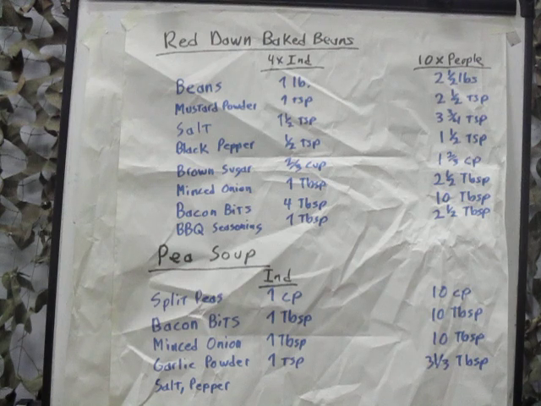3/4 of a bottle of bacon bits per 10 people, 3 bottles of minced onion. Each bottle of minced onion is around 2 ounces and has 2 2/3 tablespoons of minced onion inside, so 3 bottles per 10 people. And garlic powder, it's around a 3-ounce container, 3-ounce bottle.